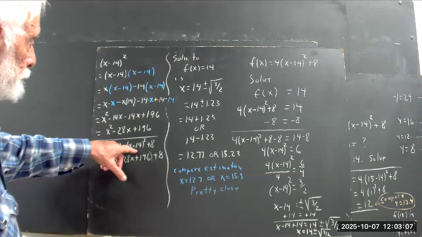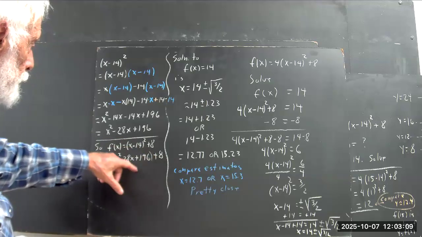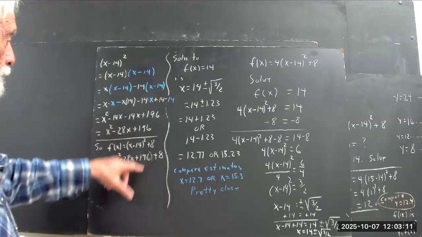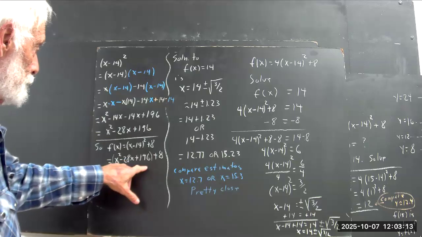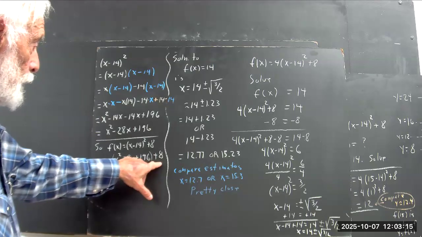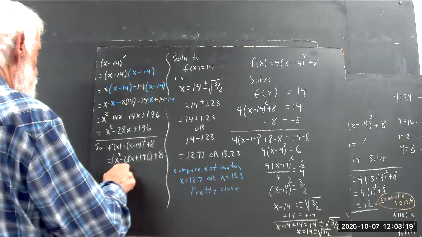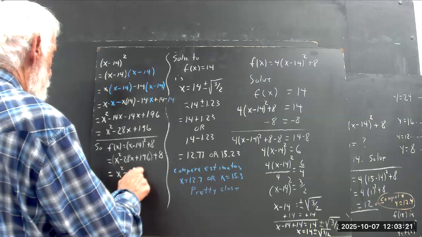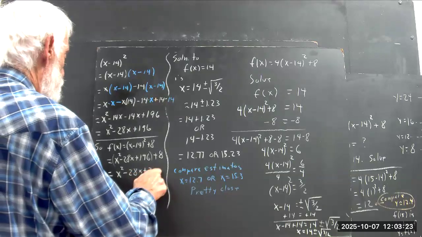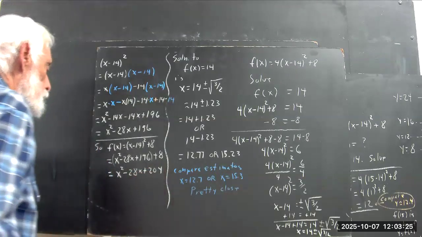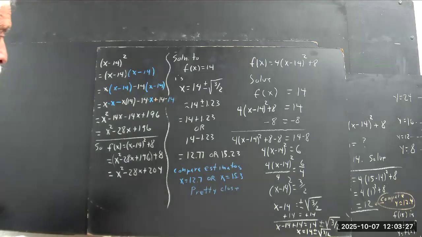So f of x is x minus 14 squared plus 8. x minus 14 squared is this. And there we have it. We add 8. We get this: x squared minus 28x plus 204.